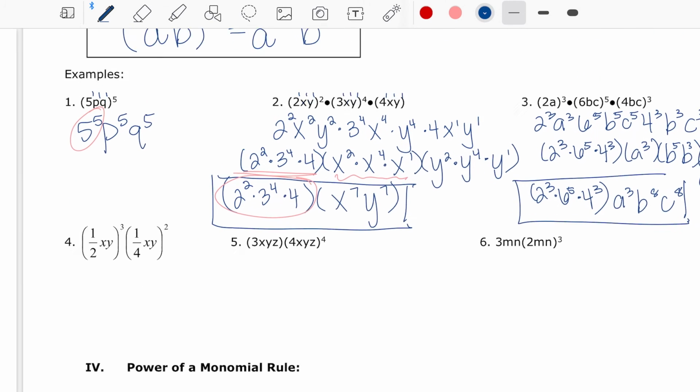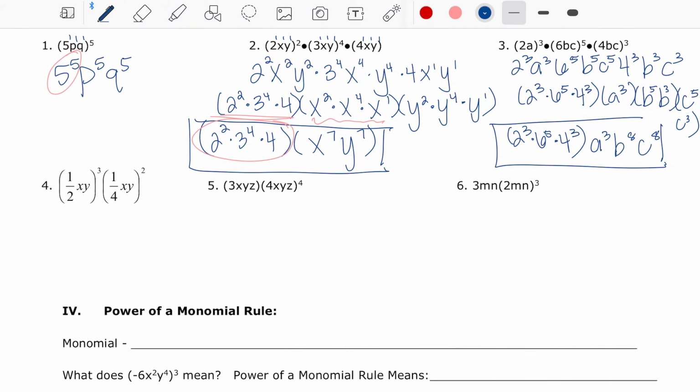All right, moving on to example number 4. We have (1/2 xy) cubed times (1/4 xy) squared. So this, again, is a power raised to a power. The exponent on the 1 is 1, and the exponent on the 2 is 2. Same with x and y, and the same with the 1 in the numerator and the 4 in the denominator, as well as the other x and the y.